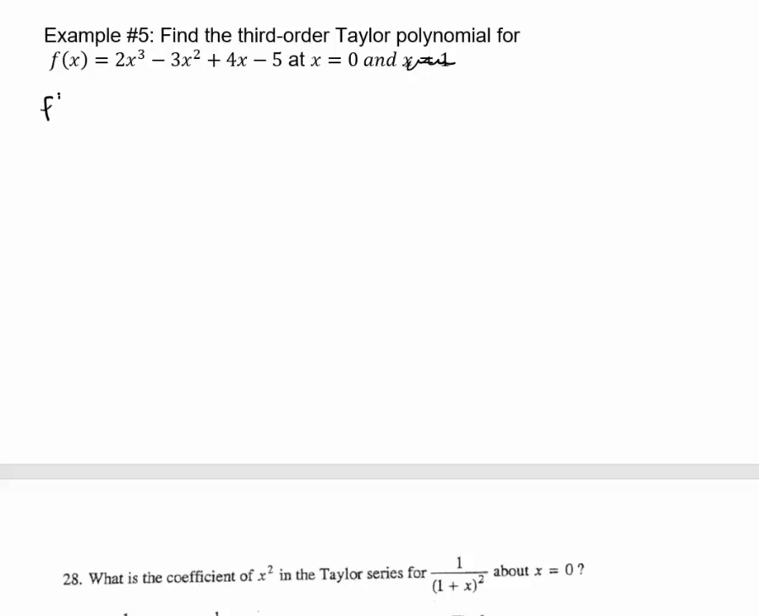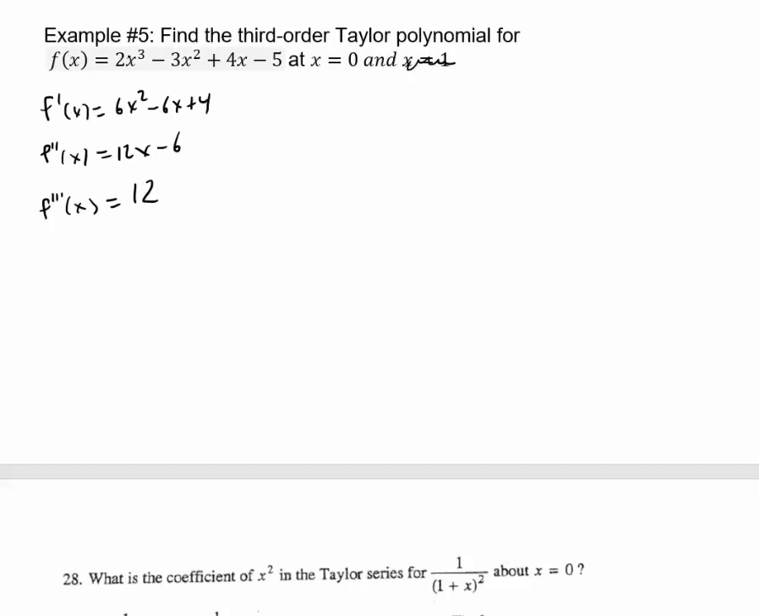So the first derivative of this is going to be 6x squared minus 6x plus 4. And then the second derivative will be 12x minus 6. And the third derivative is just 12. And I need the 3rd derivative because it's the 3rd degree Taylor polynomial. So that tells me how many derivatives I need to get. Okay. All right, and now I'm just going to construct that.